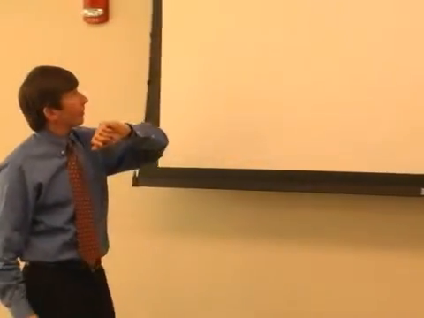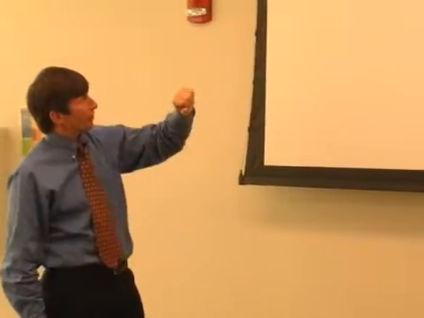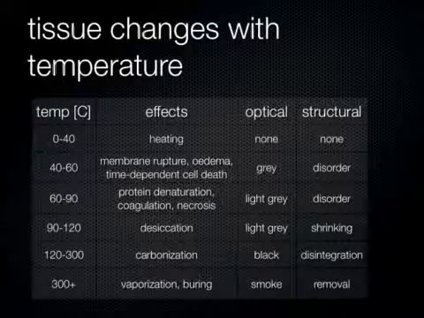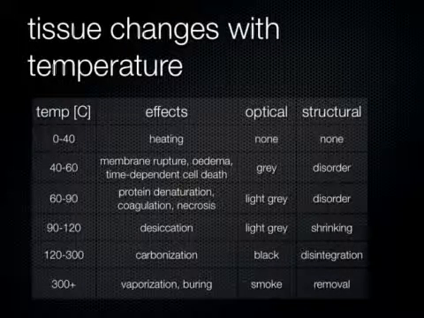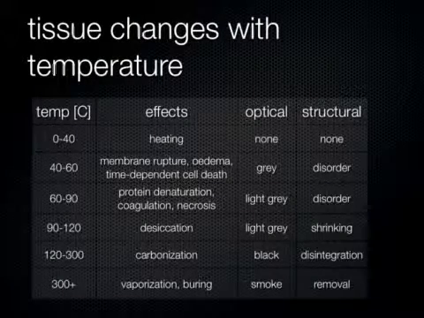And if we look at a graph of tissue changes with temperature, as temperature increases, 0 to 40 degrees C, we get general heating. And as it gets hotter and hotter, you get all the way through to carbonization, where it starts to turn black, vaporization, and burning if it's really hot.